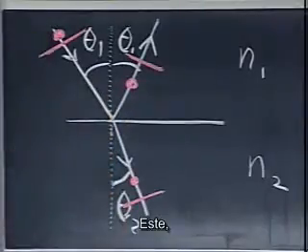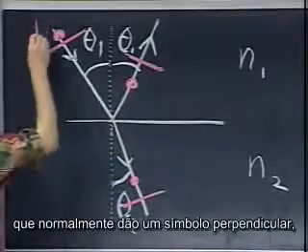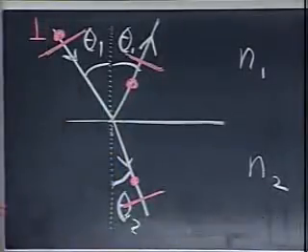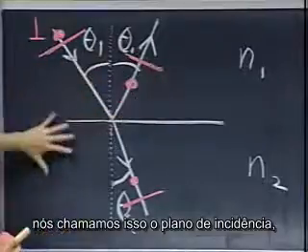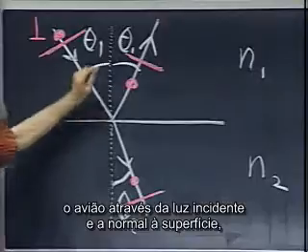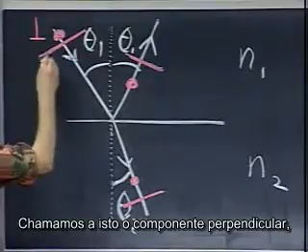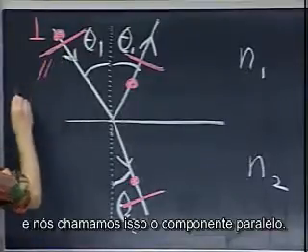This one, the one perpendicular to the blackboard, we normally give a symbol, perpendicular. We call this the incidence plane. The plane through the incident light and the normal to the surface, we call that the incident plane. In this case, that is the blackboard. We call this the perpendicular component, and we call this the parallel component.